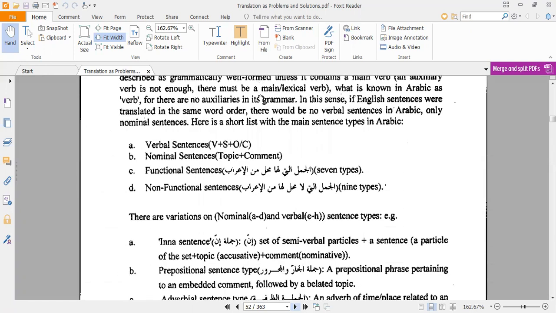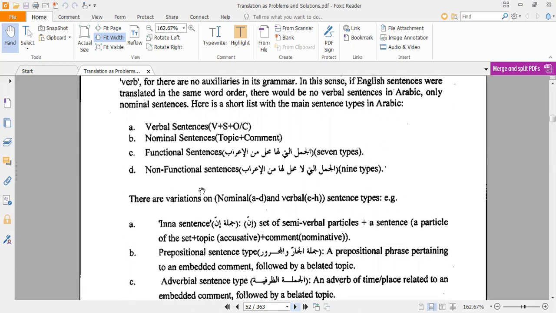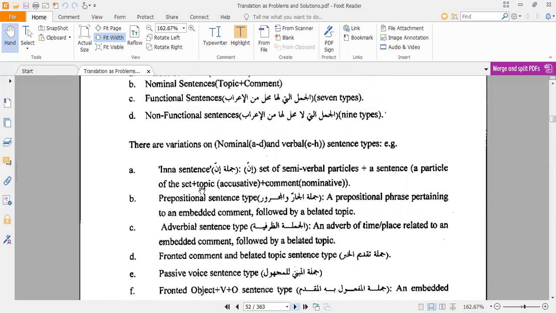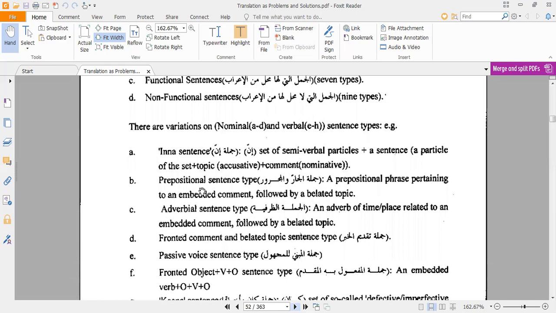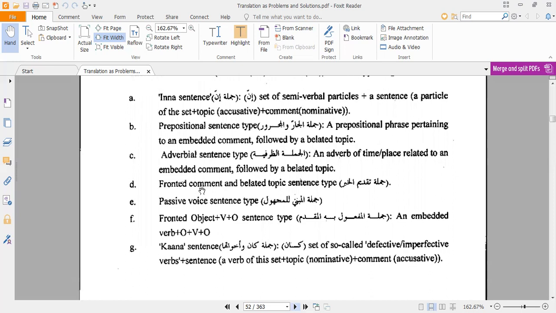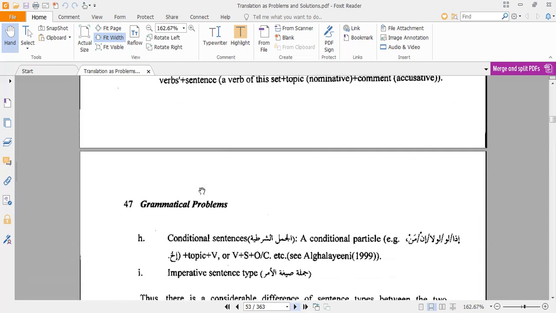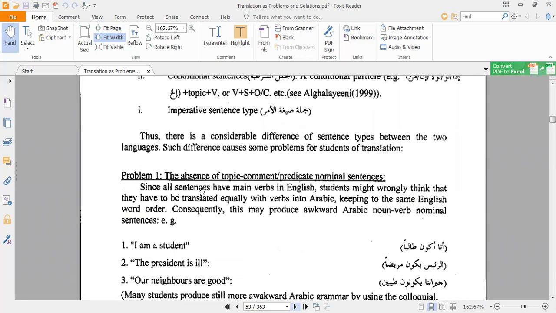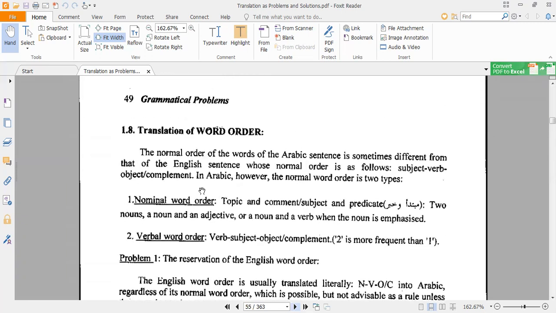And we said that in Arabic we have four main types of sentences: verbal sentences, nominal sentences, functional sentences, and non-functional sentences. Functional sentences جمل لها محل من الإعراب, non-functional جمل ليس لها محل من الإعراب. وحكينا الجمل التي لها محل من الإعراب or functional sentences seven types: إن، أن، جملة الجار والمجرور، الجملة الظرفية، تقديم الخبر، جملة المبني المجهول، تقديم المفعول به، الجملة الشرطية، وصيغة الأمر. طيب, in this lecture we will talk about word order in Arabic and English.